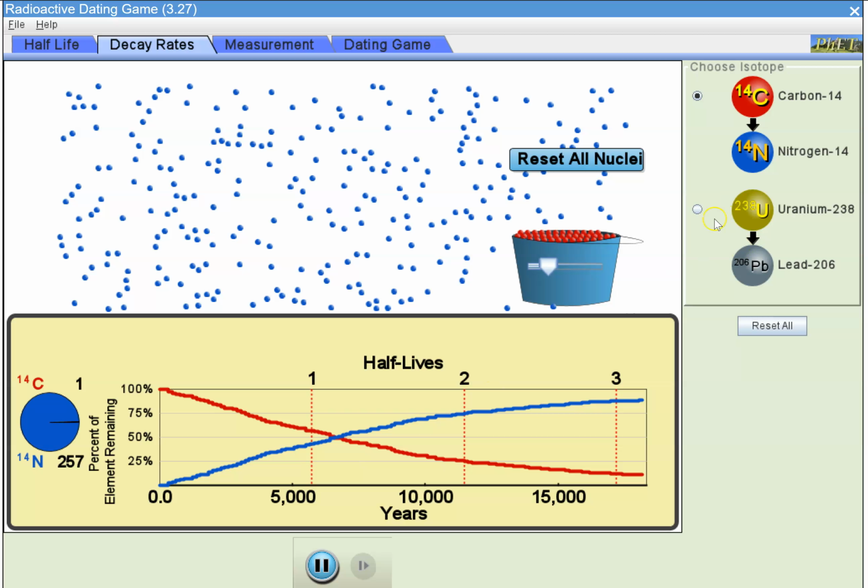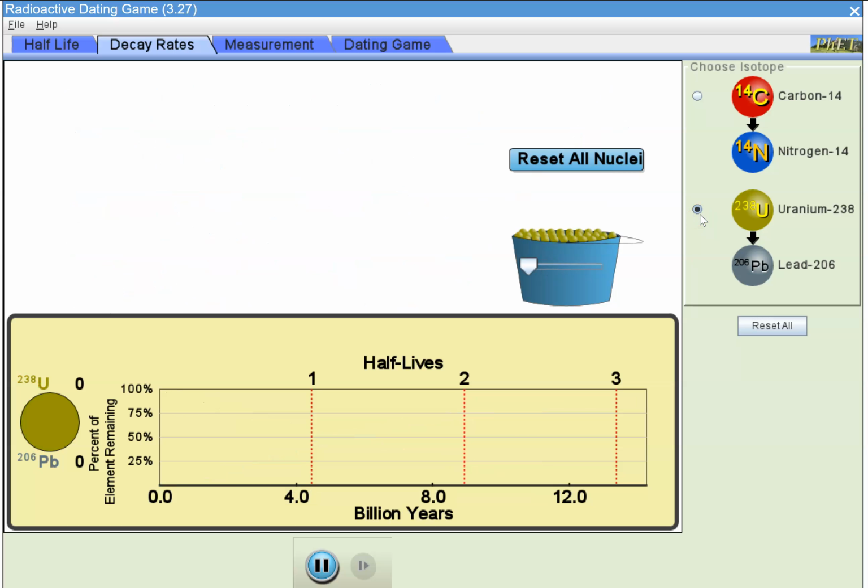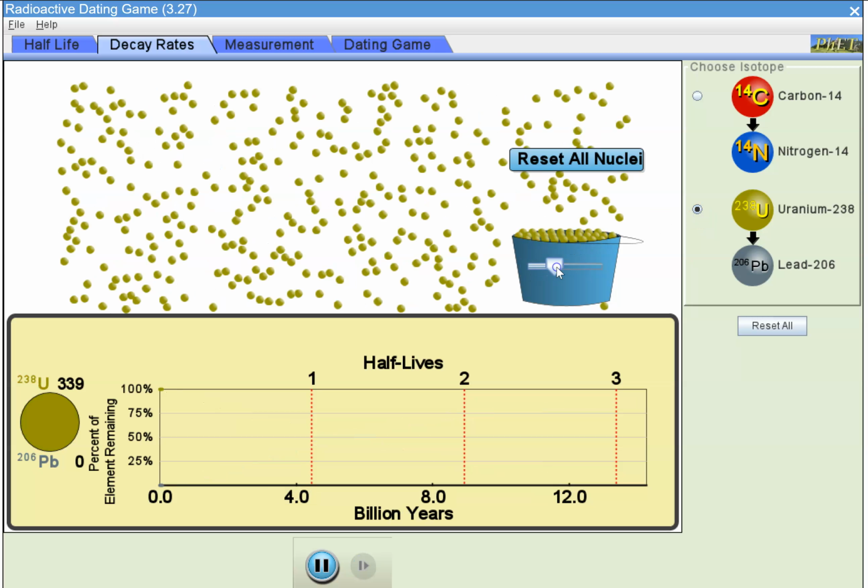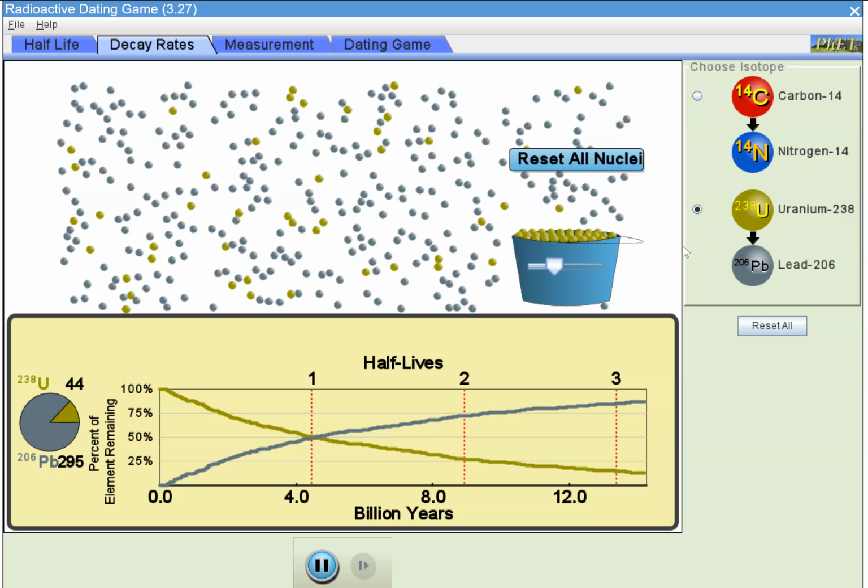And we'll complete this again with uranium. And I'll add a bunch, and we'll see what happens. And again, pause and replay if you need to be able to complete the questions in part 2.